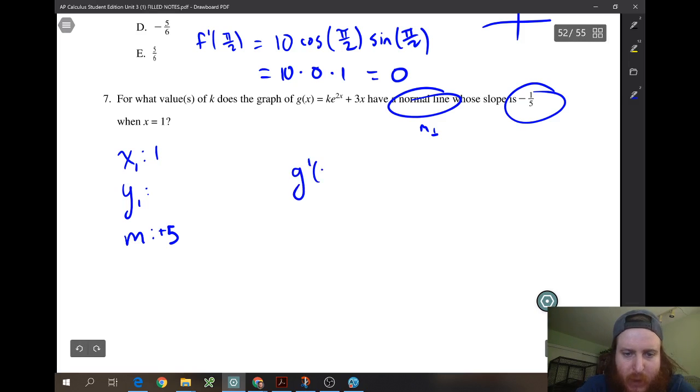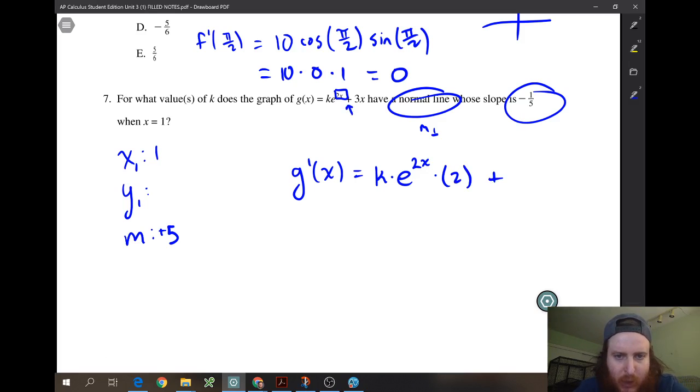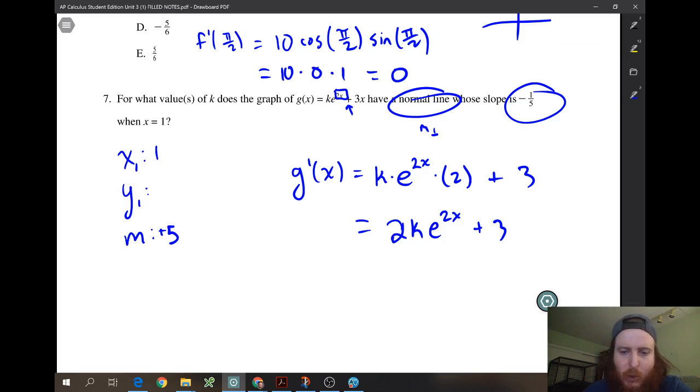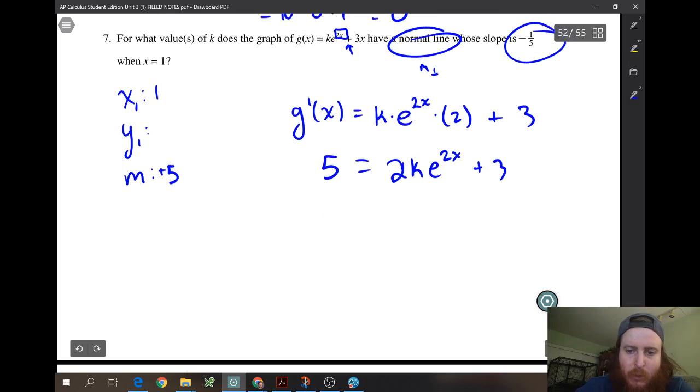So g prime of x is going to be equal to, now this is e to the 2x. We're not going to bring the 2x down, that's not what e's do, they stay the same. So k times e to the box, so e to the 2x, but then times chain rule 2. Then plus, right, the plus is like a separator. We're not doing any rule, like no product rule, no quotient rule, just a separator. The derivative of 3x is 3. So this gives us 2k e to the 2x plus 3, but we know that we want to set this slope, right, this is the slope, we want to set this slope equal to 5, because that's the normal slope.